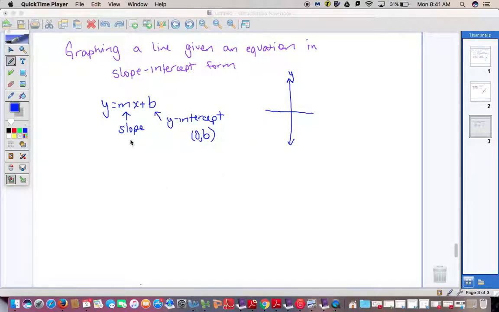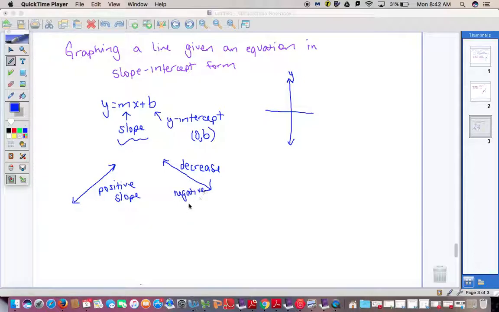Now, it's important for us to talk about what a slope is. A slope is the steepness of a line. If the slope is positive, we're going to see a line that increases from left to right. So this is what a positive slope is going to look like. And if a slope is negative, it's going to decrease from left to right. So we should see the line fall from left to right if your slope is negative.